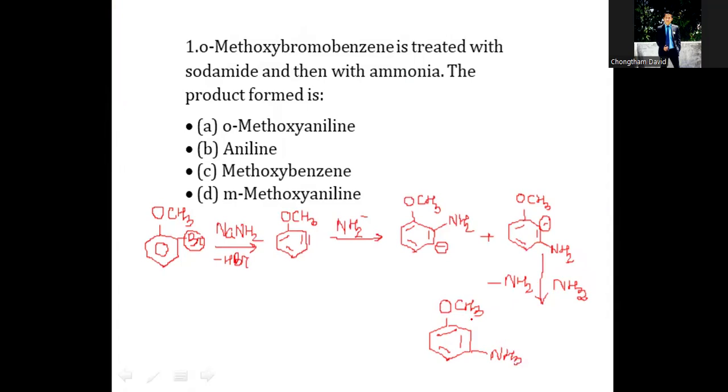Since this methoxy group is present in the meta direction with respect to this NH2, we call this meta-methoxyaniline. So from the options, if you check, I think the correct answer will be D. Let us see the next question. Question number 2.